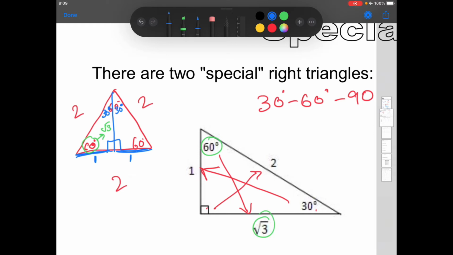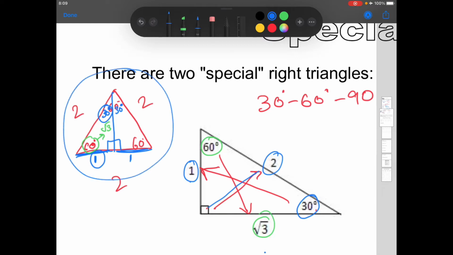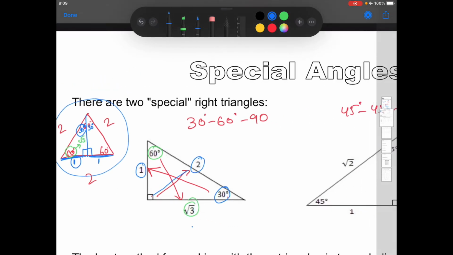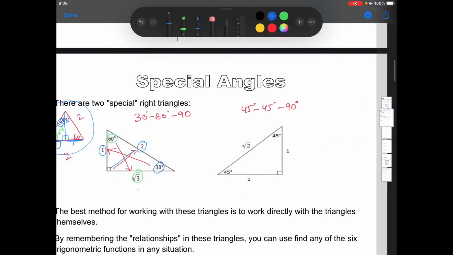Across from 30 is 1. And your hypotenuse is always double the short leg, which is 2. Your short leg is across from your smaller angle. So I hope we understand that. All you have to do is know this triangle. You don't have to know how we derived it, but I just feel like it's good to know where it comes from.